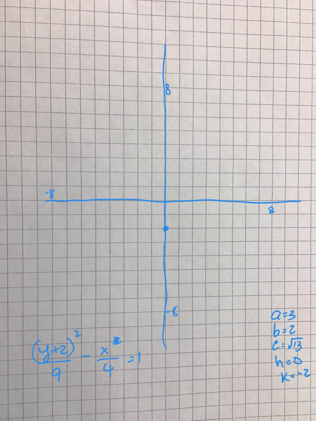So the first thing you have to do with a hyperbola is build the box. And since it's vertical, A goes up and down. If it was horizontal, A goes sideways. So I'm going to go up 3, down 3, over 2, and left 2. And I'm going to build a box. I'm going to just draw the box that encompasses those points.